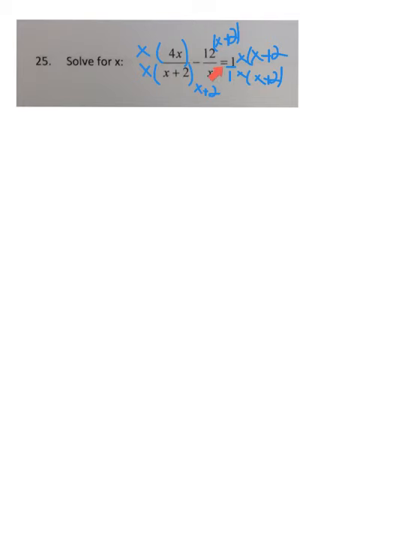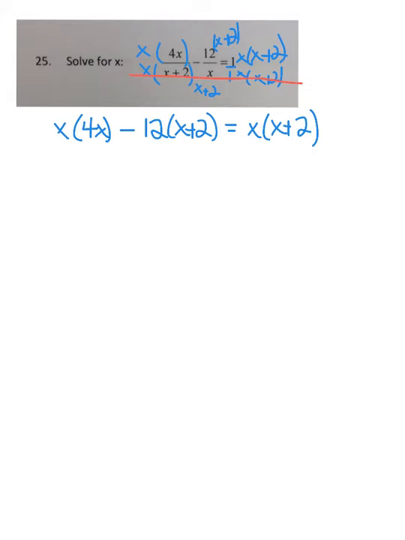Whenever you have an equation and you have all the same denominators, remember what we taught you is that you can just cross out those denominators. So, goodbye. Now we're just going to rewrite our numerators. So I have x times 4x minus 12 times x plus 2 equals, I'm going to drop the 1 because we don't really need that, x times x plus 2.